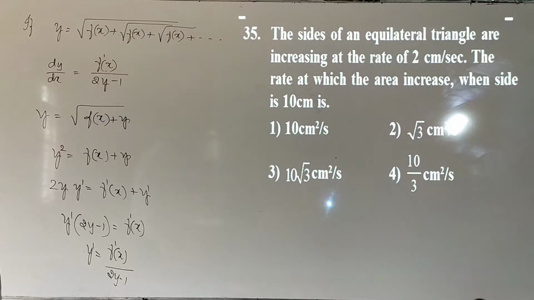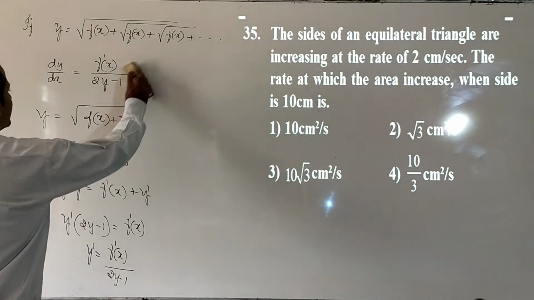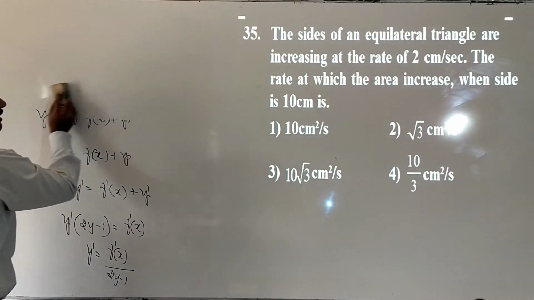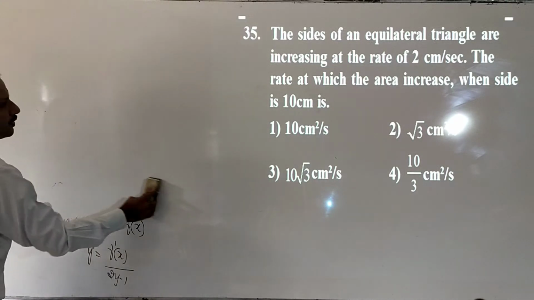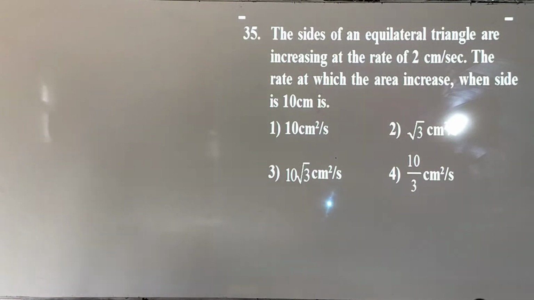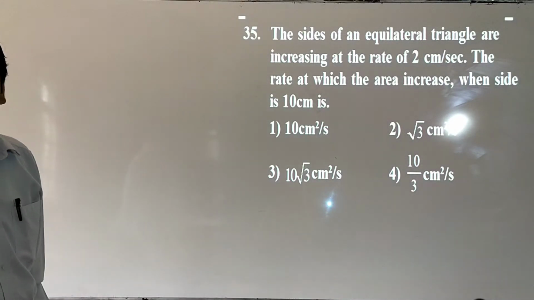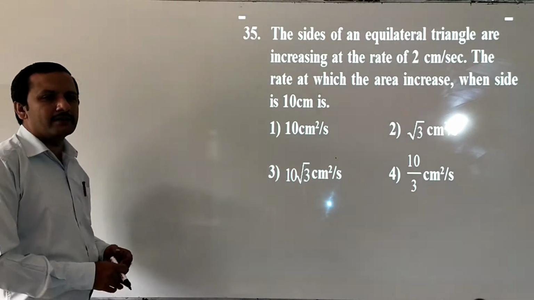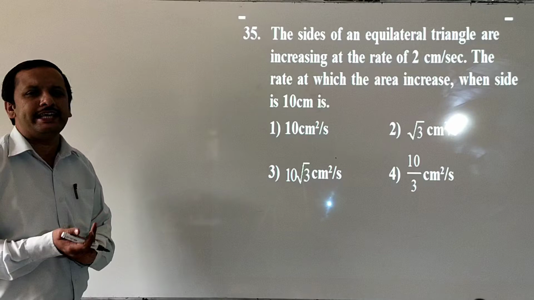Okay. Let's look at this question. 35th. The sides of an equilateral triangle are increasing at the rate of 2 cm per second. Then find the rate at which the area increases when the side is 10 cm. That is what we have to find out. We have to find out dA by dt.